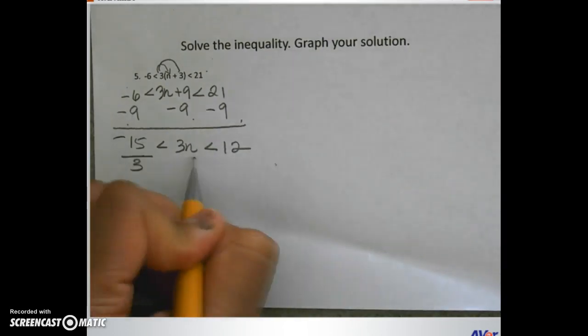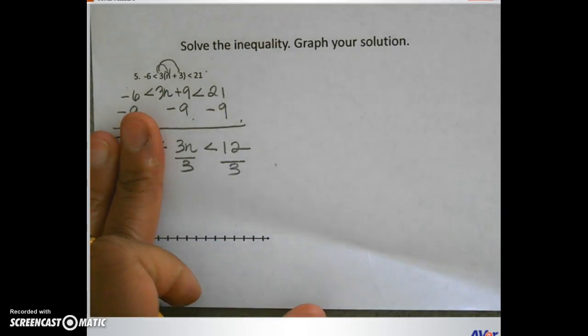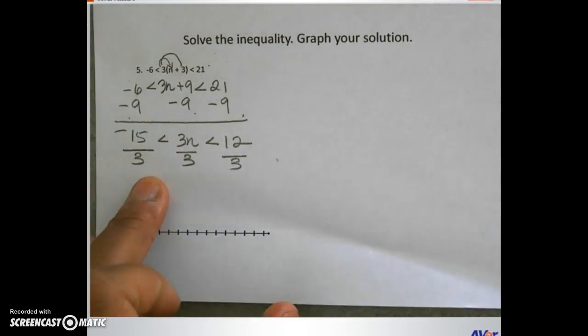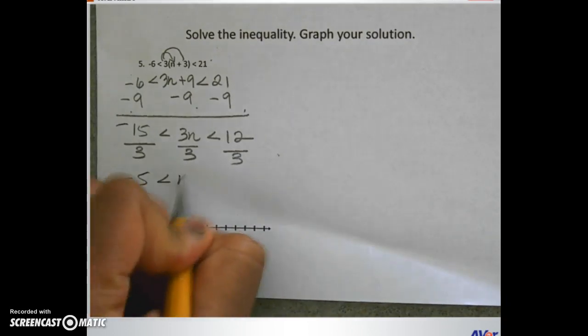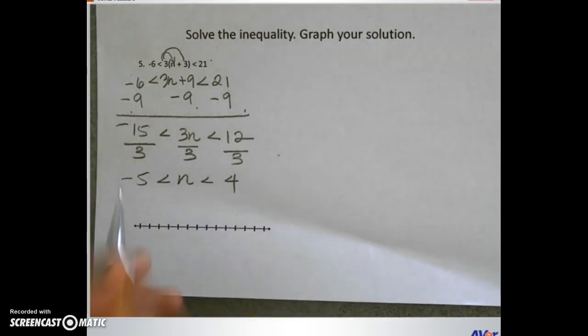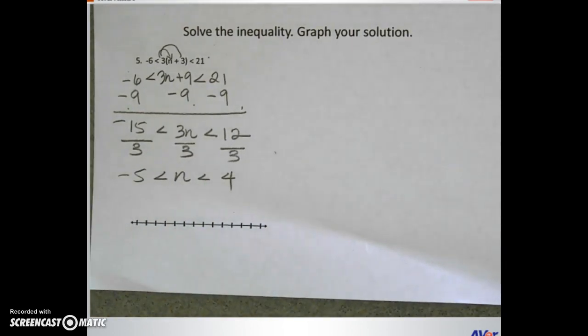Now I'm going to divide everything by 3. Because if this wasn't here, I would just say, divide by 3. I'm going to do that. Divide, divide, divide. So negative 5 is less than n and less than 4. Check your arrows. They're going in the same direction. Great. And they're pointing to the smaller number.